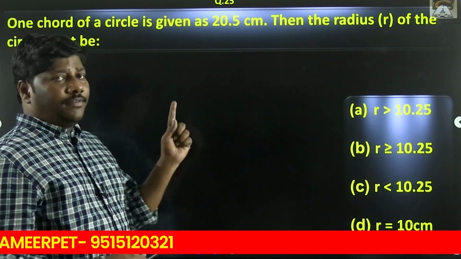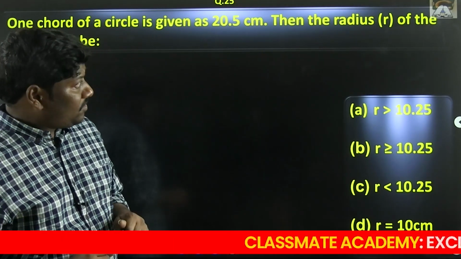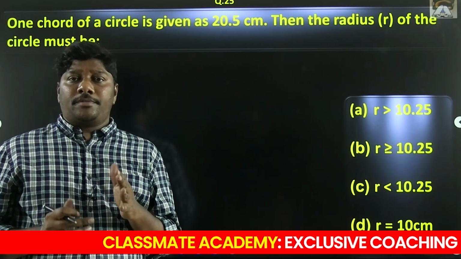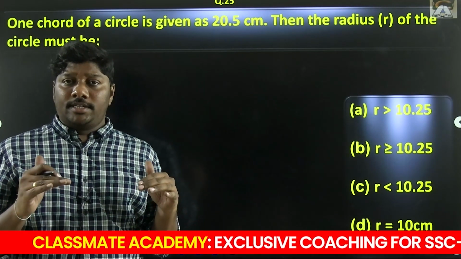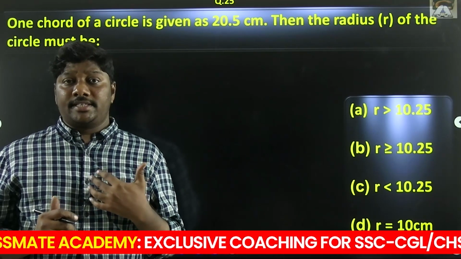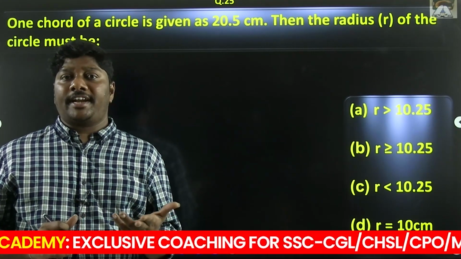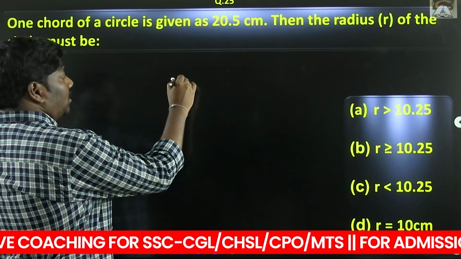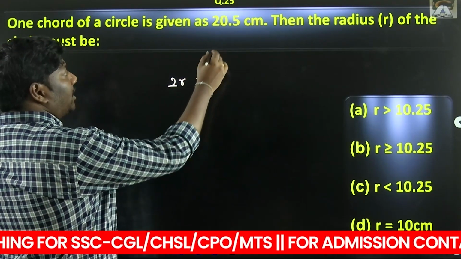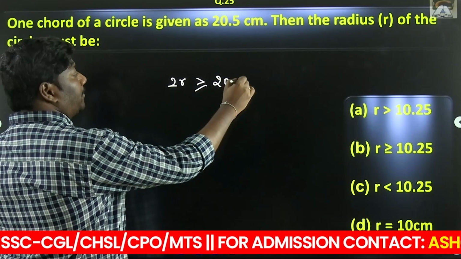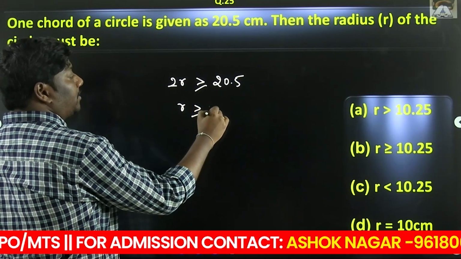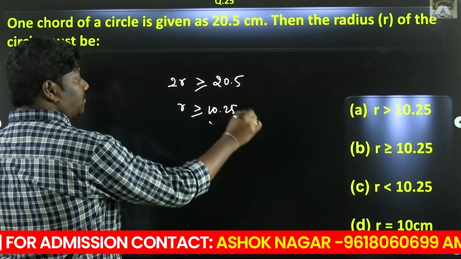One chord of a circle is given as 20.5. Then the radius. See, a chord can be at most diameter or else less than the diameter. Okay, but I can say definitely diameter will always be greater than or equal to the length of the chord. Diameter means 2r. So diameter is always greater than or equal to the length of chord. Therefore 20.5. Therefore radius is greater than or equal to 10.25.